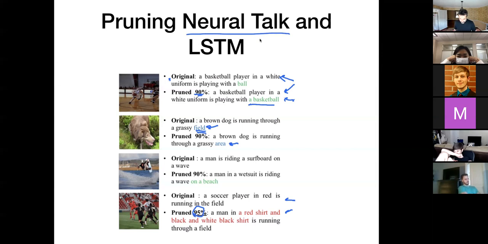So basically you can see that it does not capture the context, and what context means and is relevant here.